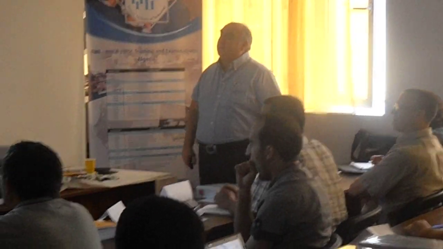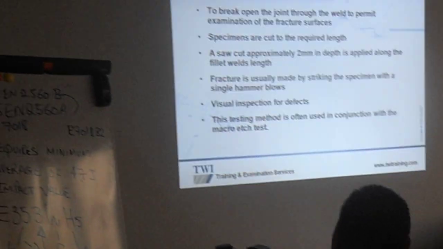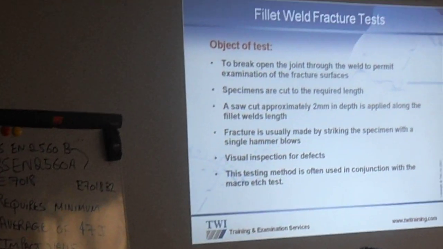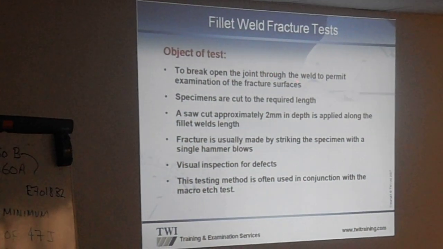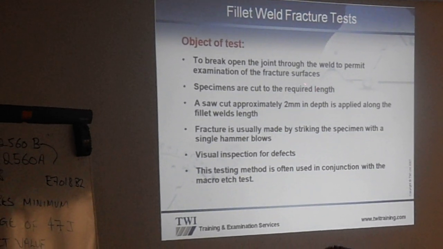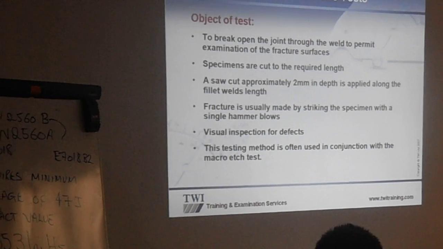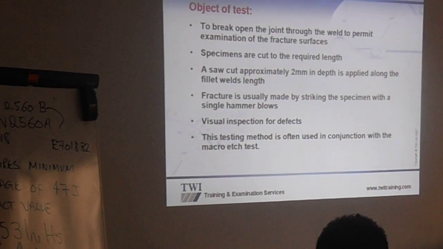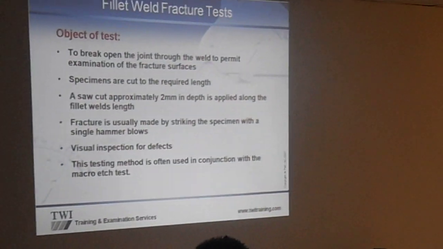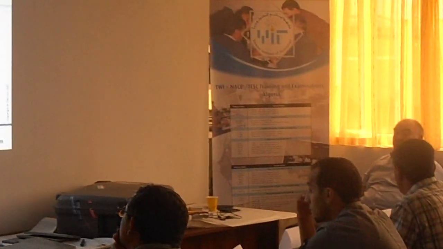It's a short lecture. What is the object of the fillet weld fracture? It is to break open the joint through the weld to allow examination of the fracture surfaces. Well, I'll tell you what the object is, right? If you want to look at the inside of a fillet weld, it's very difficult with NDT.